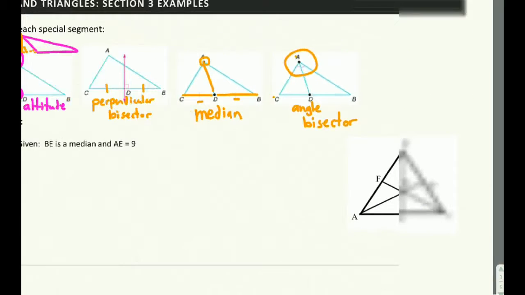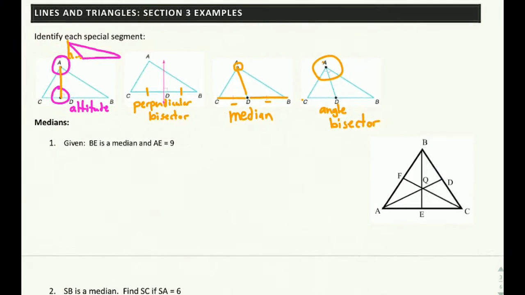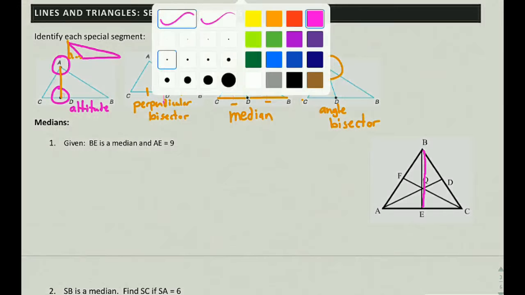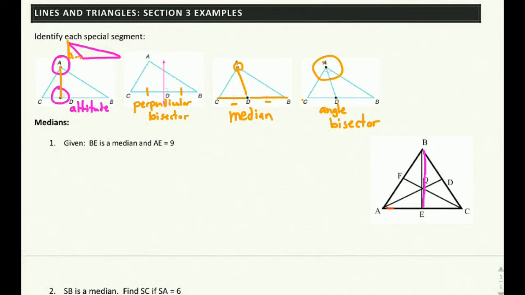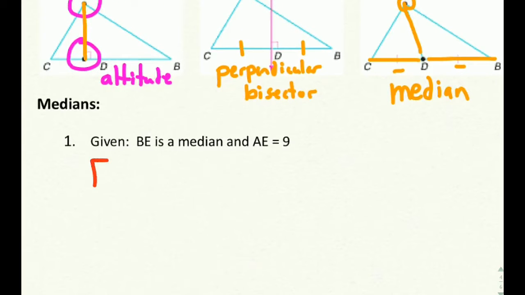So we have our triangle over here. We have BE, this line going up and down, is a median. And we're also told that AE, this little part down here, is equal to 9. We want to know what AC is. So let's say find AC.